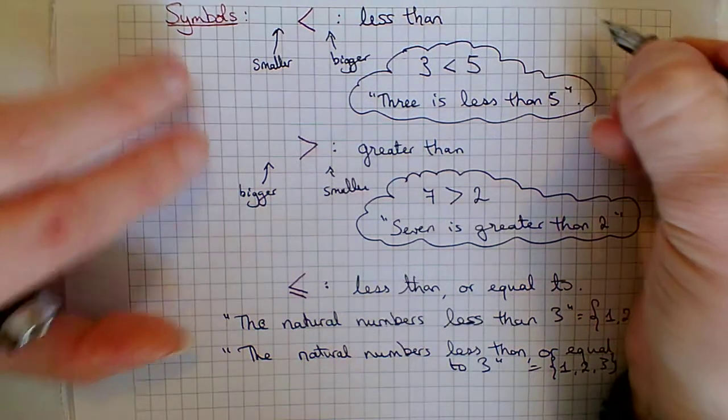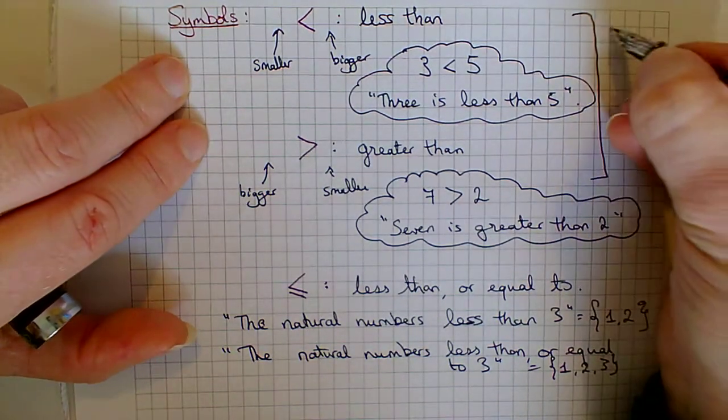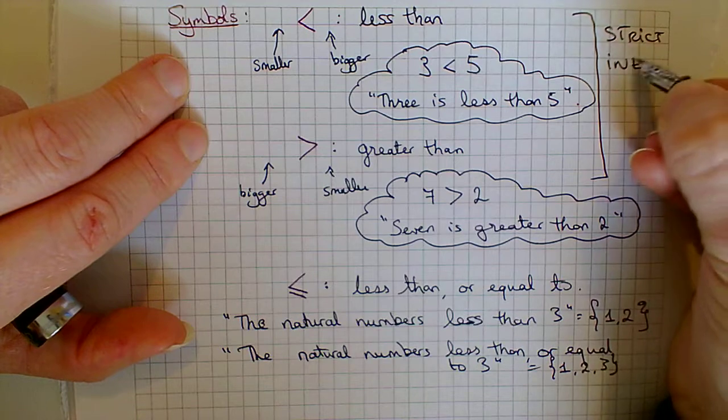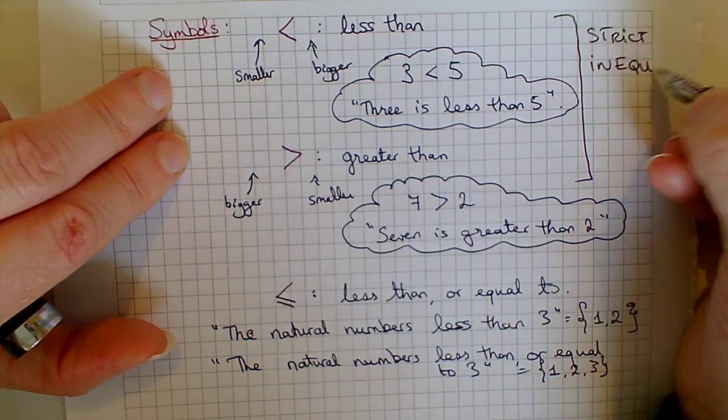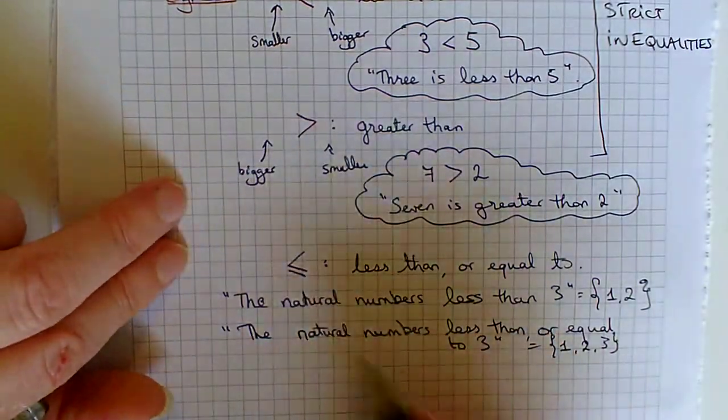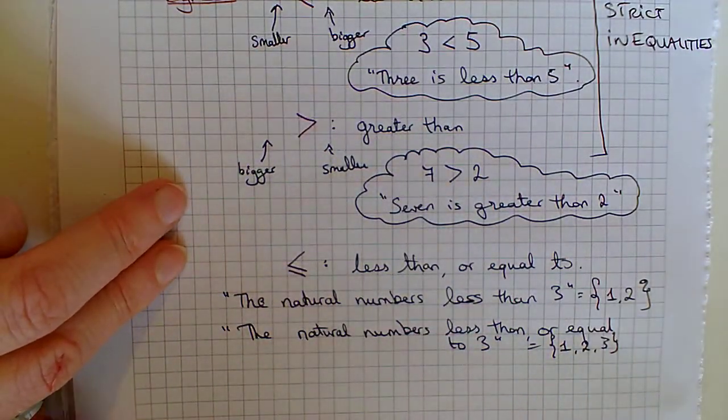So these ones are called strict inequalities. That means they can never be equal. Inequality means not equal. Whereas these, they include the value.